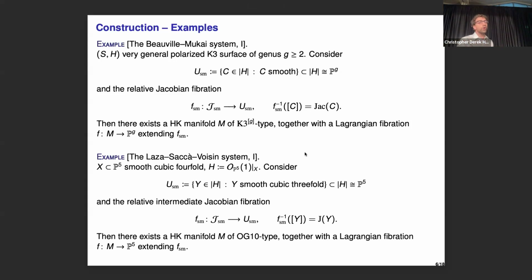So now I start with a cubic in P5, so a cubic hypersurface, which is smooth. So this is a fourfold. I take the hyperplane section, and then I look at the following thing. I look at the same idea. So I take a hyperplane section, and I look at all smooth hyperplane sections. So these are smooth cubic threefolds. Okay, and the linear system is a P5.